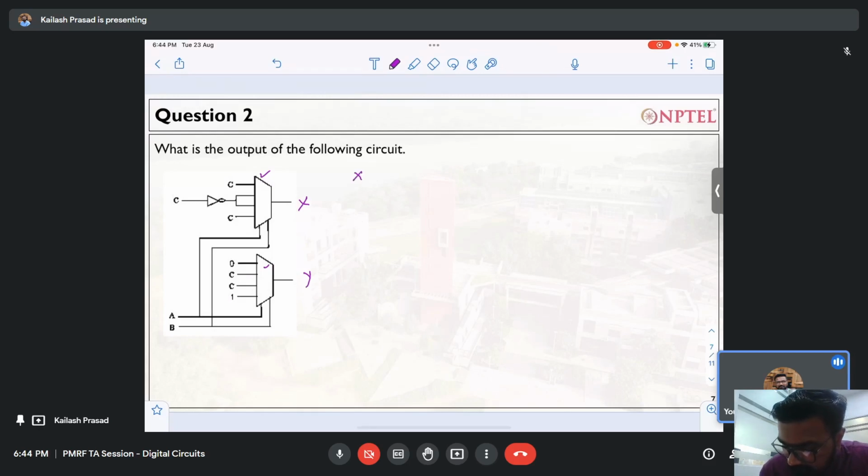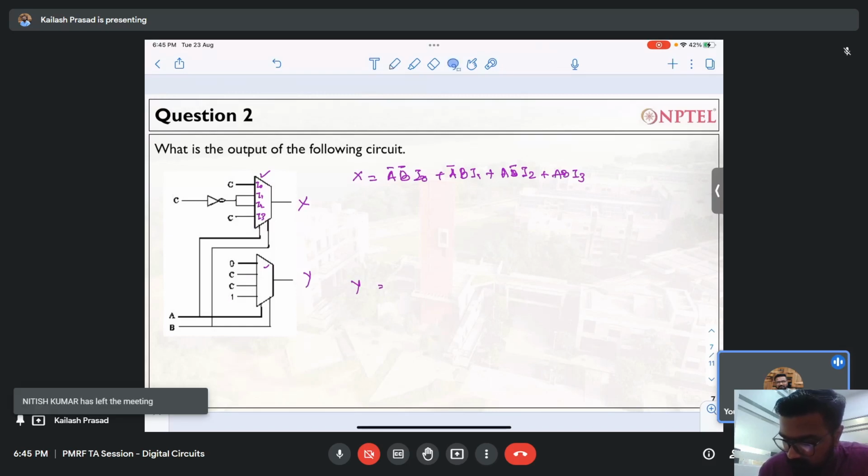So for X, the input lines are A, B, right? So A bar, B bar, right? So if this is I0, this is I1, this is I2, and I3, right? So this will be A bar B bar I0 plus A bar B I1 plus A B bar I2 plus A B I3. Similarly for Y, it will be again the same, so I will just copy it.